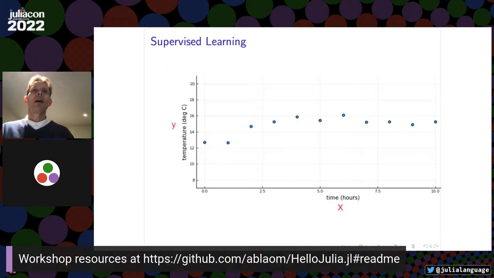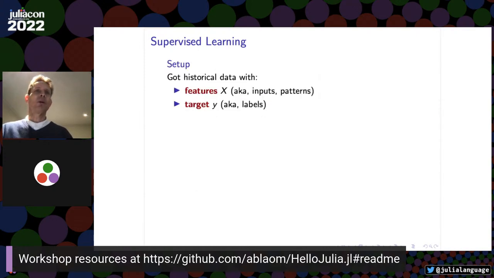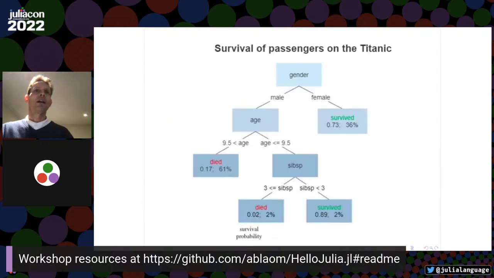And let me just give you an example of a classification model that's quite easy to understand, which is called a decision tree. And this is actually what you're going to be training towards the end of the workshop.